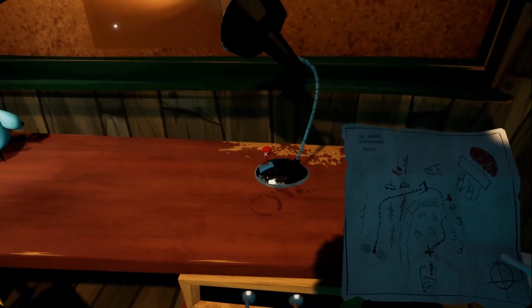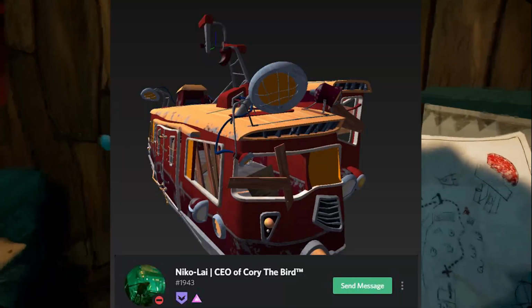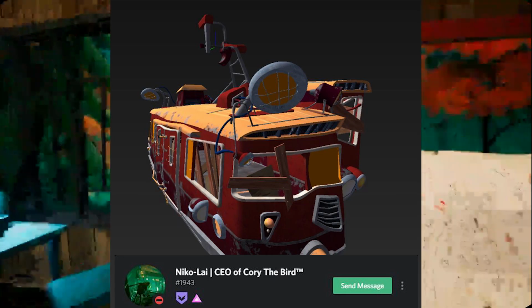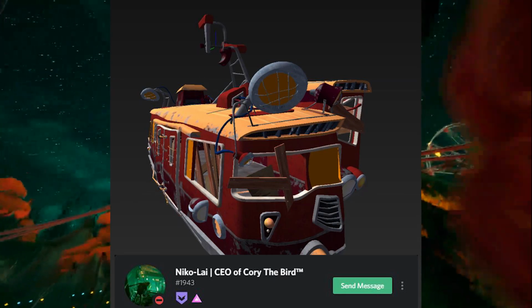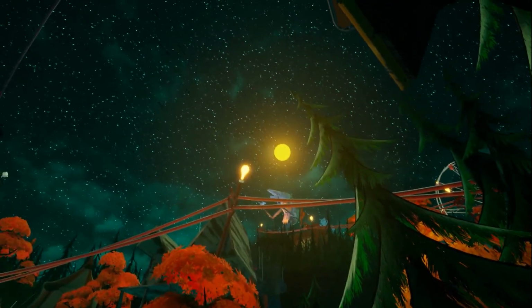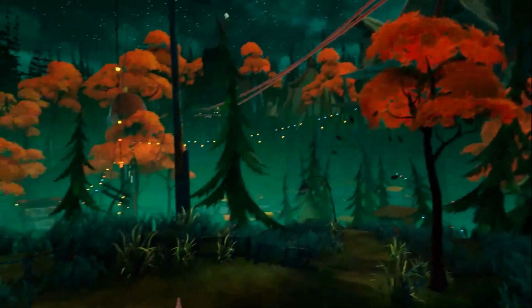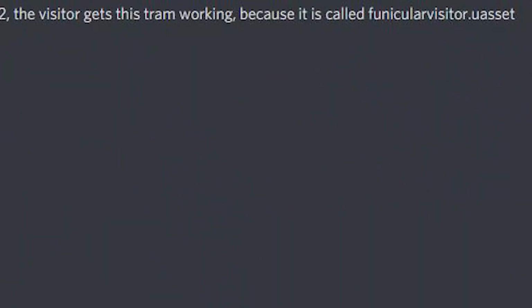So after that video got released, I got a message of a picture of a tram. Just a normal tram, nothing special except for the name. Now I know I call things differently, but for whatever reason, they call the tram a funicular and the guest the visitor. Anyway, the name is called funicularvisitor.uasset. What this means? Well, why is this one labeled with visitor?